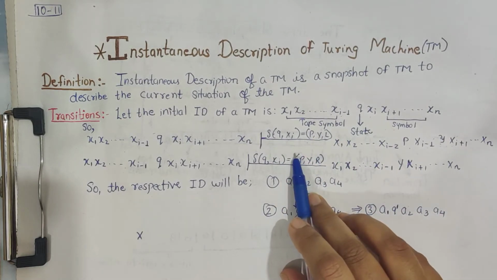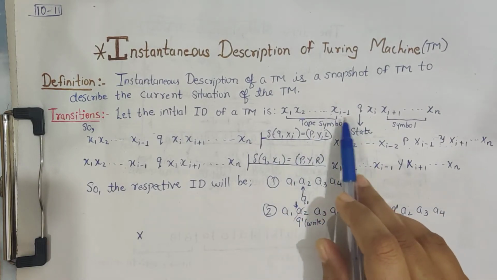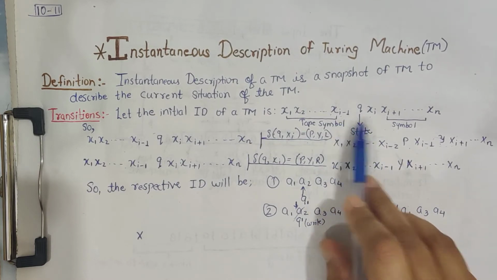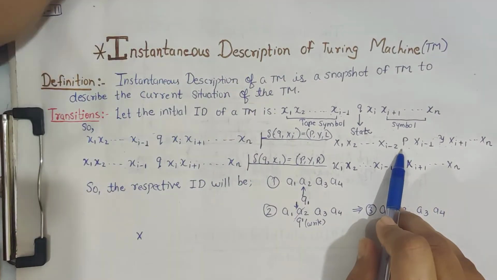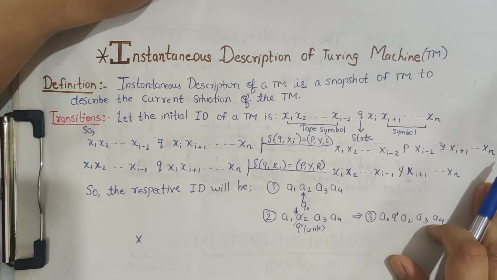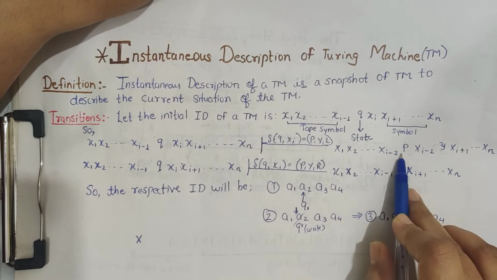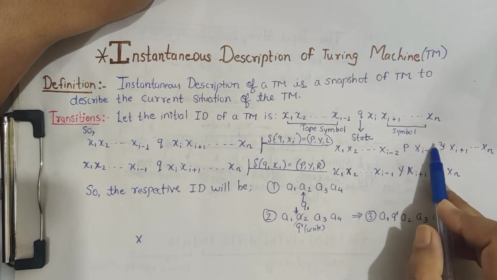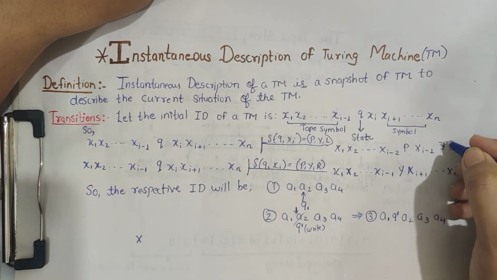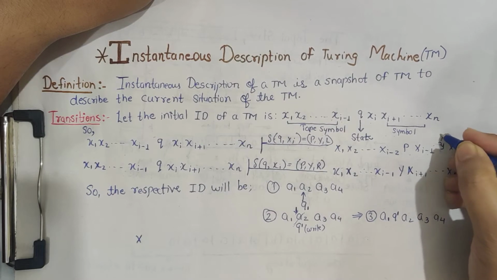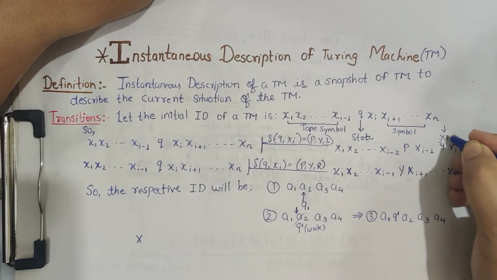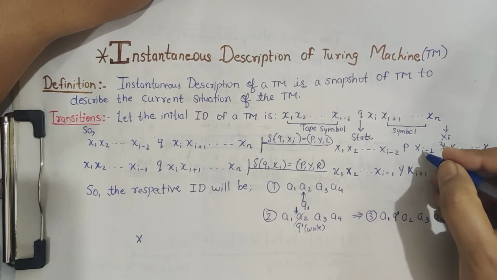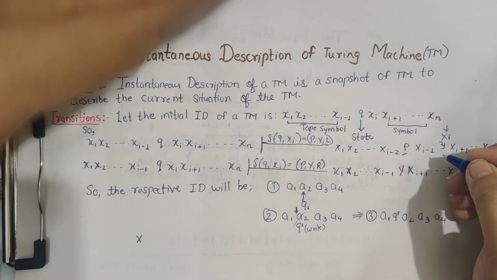So how will we write it? That means it will come under xi minus 1. So I should write the new state p before xi minus 1. As it is coming under xi minus 1, it is moving towards the left, because here there was xi, and this xi is overwritten by the symbol y. Before xi what was there? Xi minus 1. So the new state we will write here.